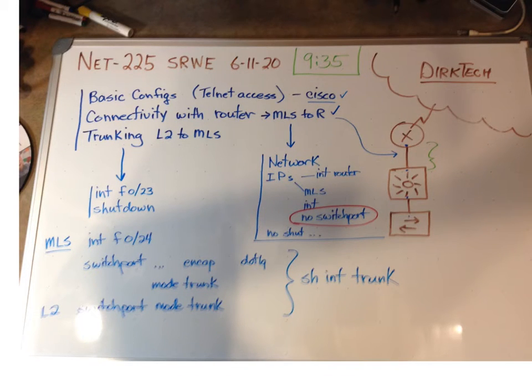So then once they have the basic configs in Cisco, then we had to have connectivity. Okay, so the network, the IP interface on the router and the interface on the multi-layered switch. And when you did the multi-layered switch, you had to do that no switchport. Okay, on the switch that happened to be 13.